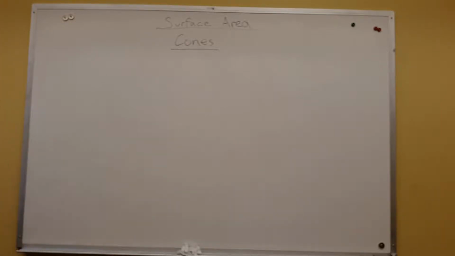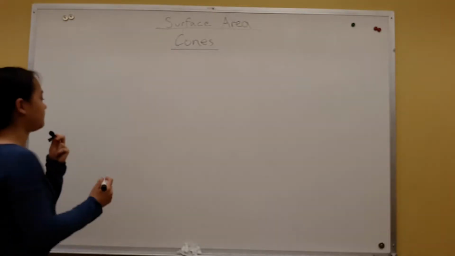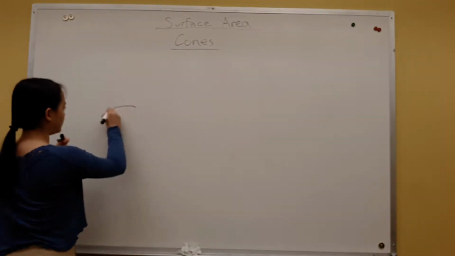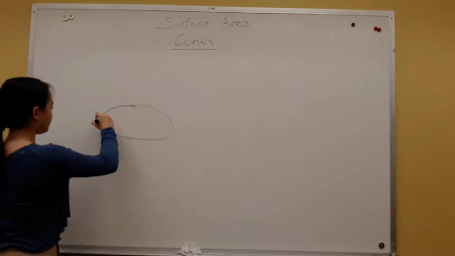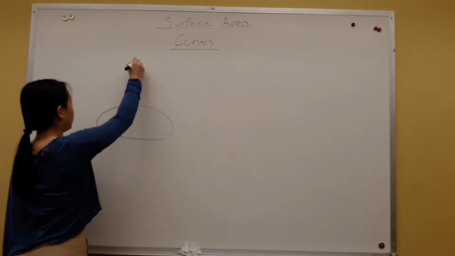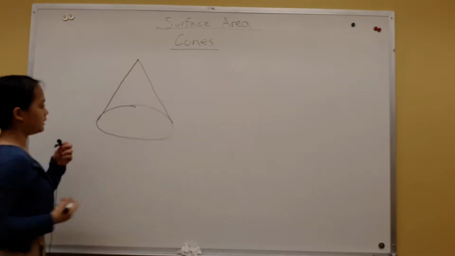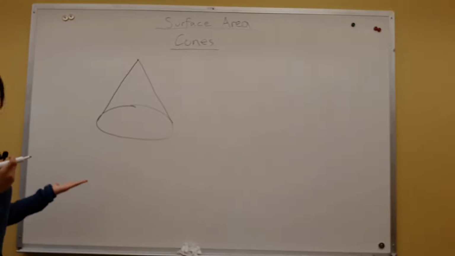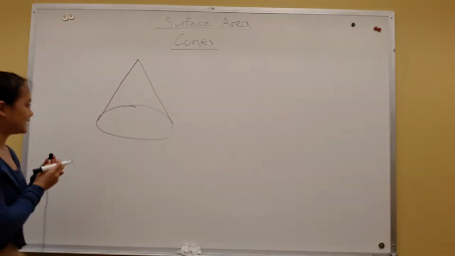All right, the next shape we'll be talking about is the surface area of a cone. A cone is a shape that has a base of a circle, a point at the top, or a vertex, and lines that come down that meet it. It's kind of just like your average ice cream cone, hence the name cone.